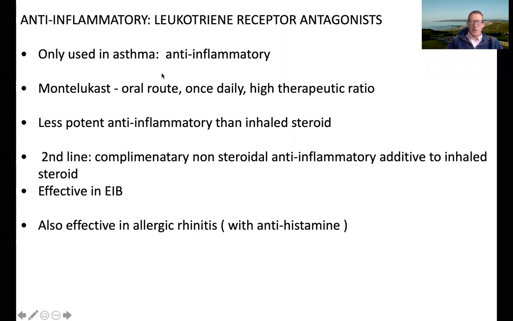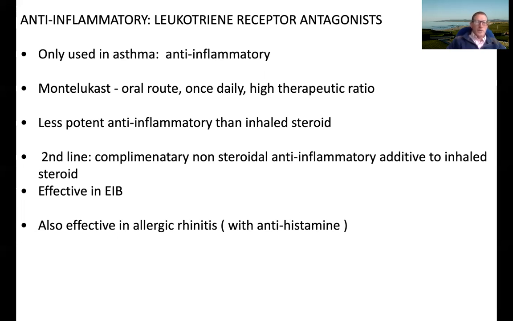They're only used in asthma, they're not used in COPD. Montelukast is an oral tablet given once daily with a very high therapeutic ratio. It's even given down to the age of 2. It's less potent as an anti-inflammatory than inhaled steroid, and it's never used on its own instead of inhaled steroid. It's only used as add-on therapy to inhaled steroid. So if you've not got control with inhaled steroid, you might add on montelukast, or you might add in a long-acting beta agonist, a second-line controller therapy.